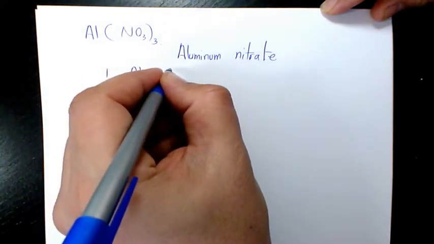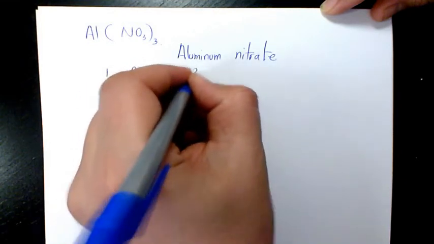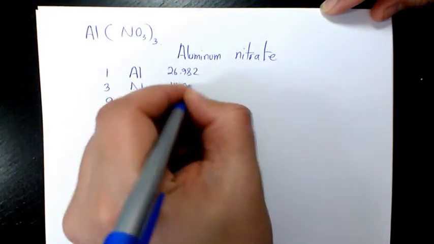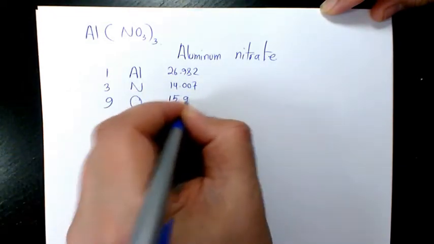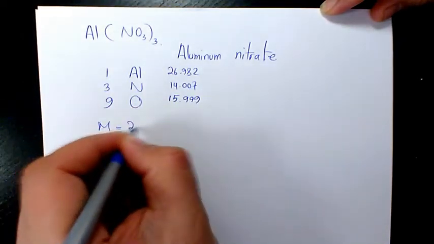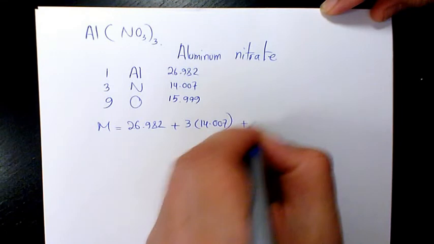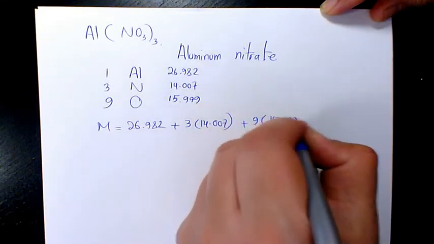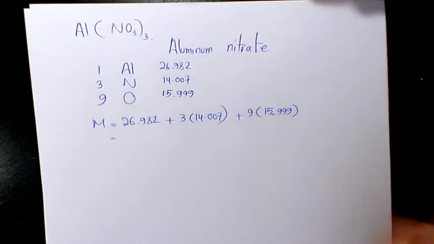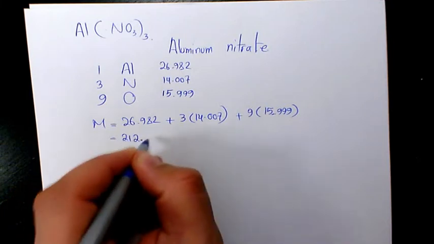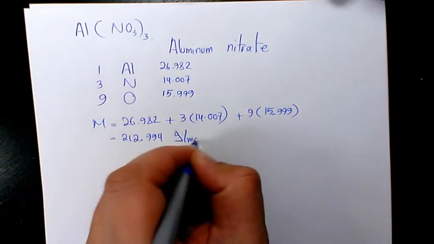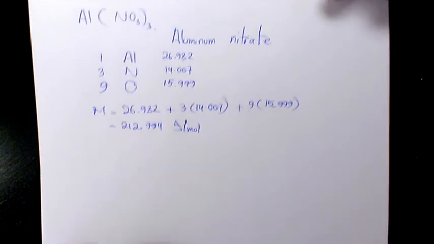So aluminum is 26.982, nitrogen is 14.007, oxygen is 15.999. So molar mass is going to be 26.982 plus 3 times 14.007 plus 9 times 15.999. It's going to be 212.994 grams per mole. That's the molar mass of aluminum nitrate.